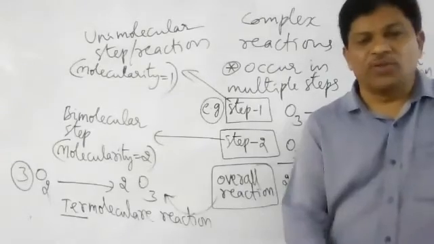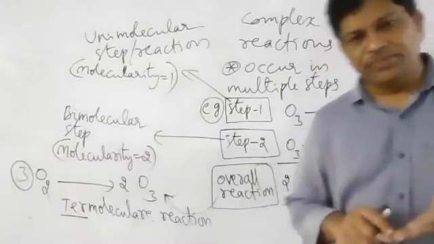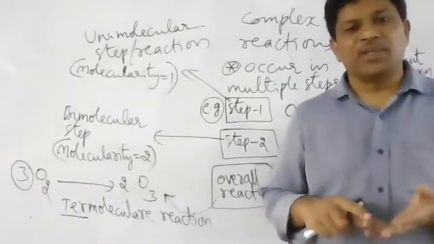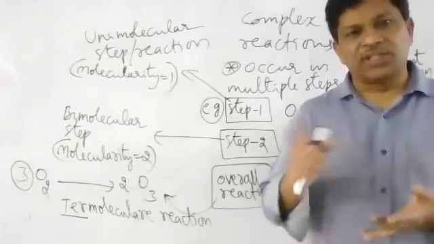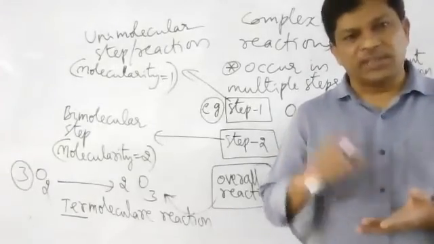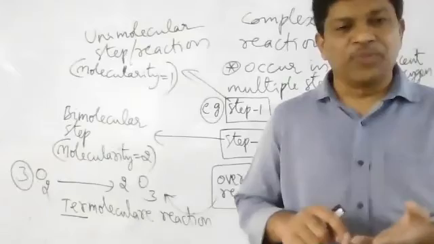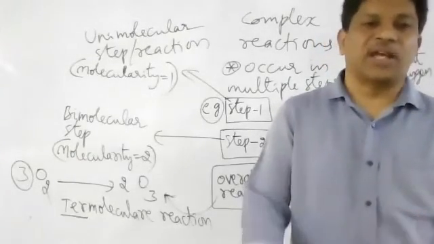Is that clear? So far we have discussed concepts such as rate of reaction, average rate of reaction, and instantaneous rate of reaction, along with the classification of types of chemical reactions.